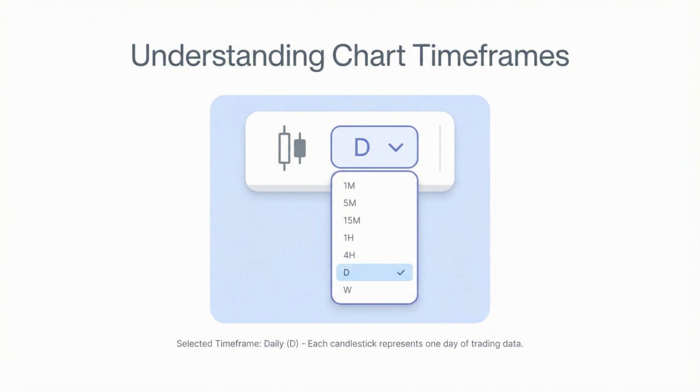Next, we must understand chart timeframes, which are controlled by the timing menu at the top of the interface. If you see a D, it means you are viewing a daily chart. In this view, each individual candlestick represents the entire price movement that occurred over a single trading day. You can adjust this time frame to suit your trading style.